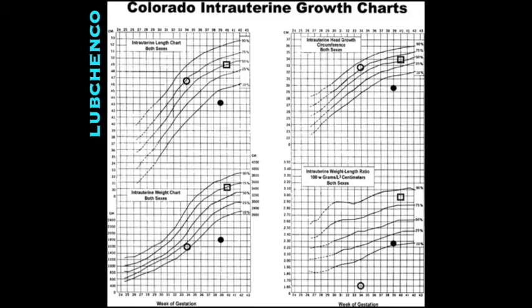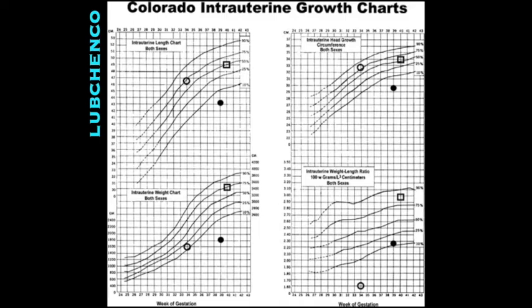As part of the newborn physical assessment, we use growth charts to plot an infant's weight based on gestational age to determine intrauterine growth and classify the infant's size as appropriate for gestational age, AGA, small for gestational age, SGA, or large for gestational age, or LGA. So SGA is defined as a birth weight less than the 10th percentile, and LGA infants weigh greater than the 90th percentile for gestational age.